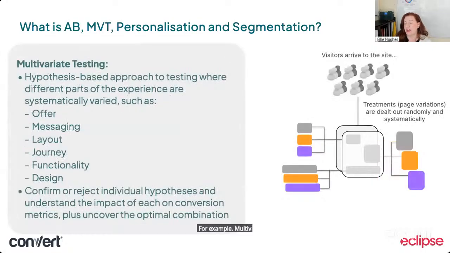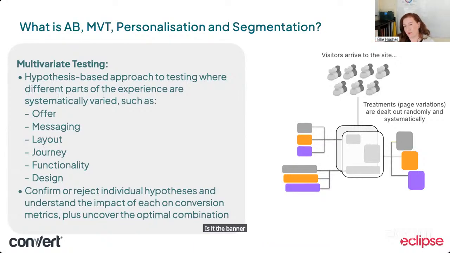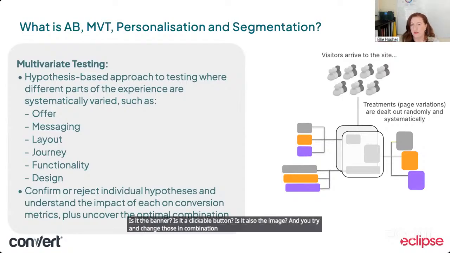Multivariate testing is when you change multiple things at the same time. So you kind of have more than one hypothesis happening at the same time. Is it the banner? Is it a clickable button? Is it also the image? And you try and change those in combination together so that you can find the best combination.